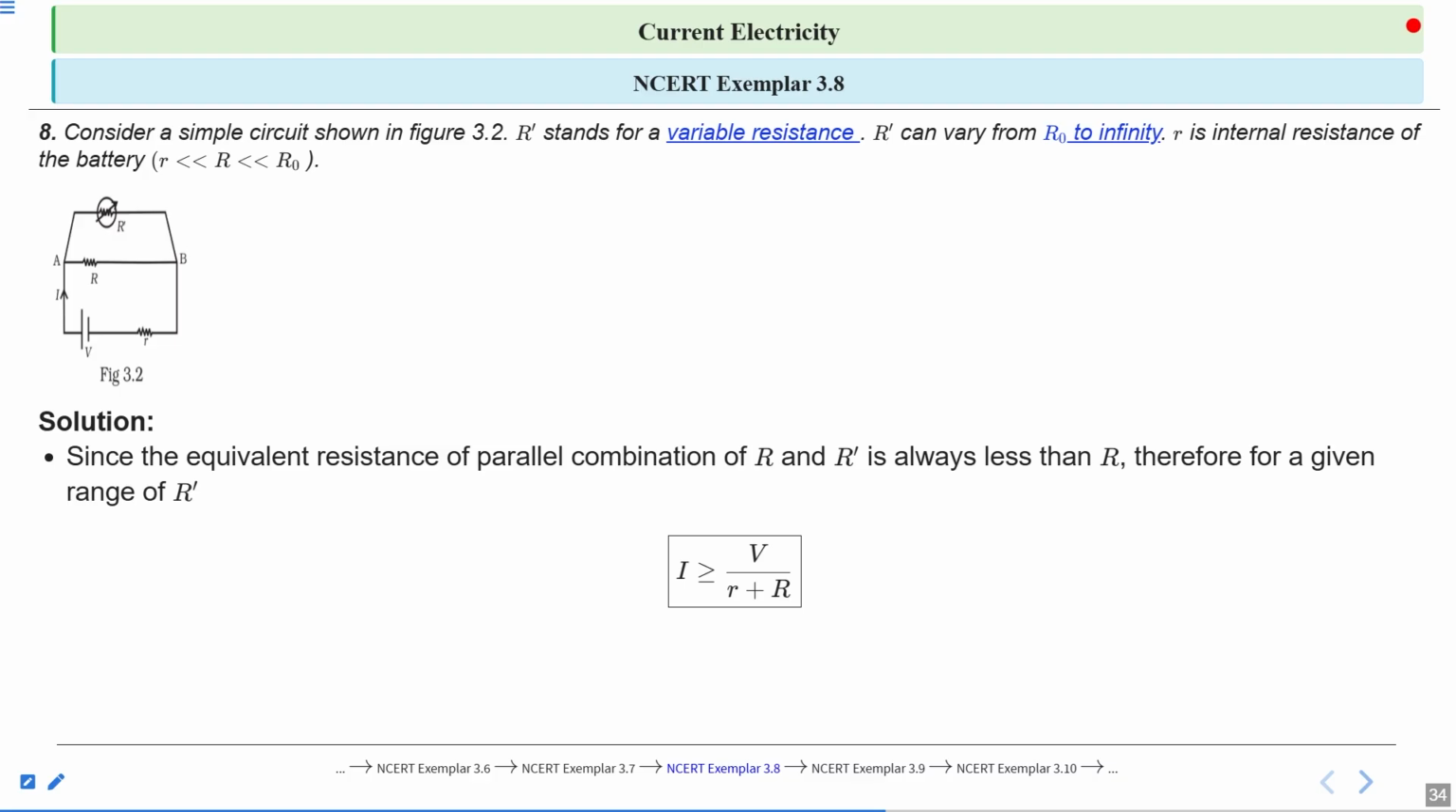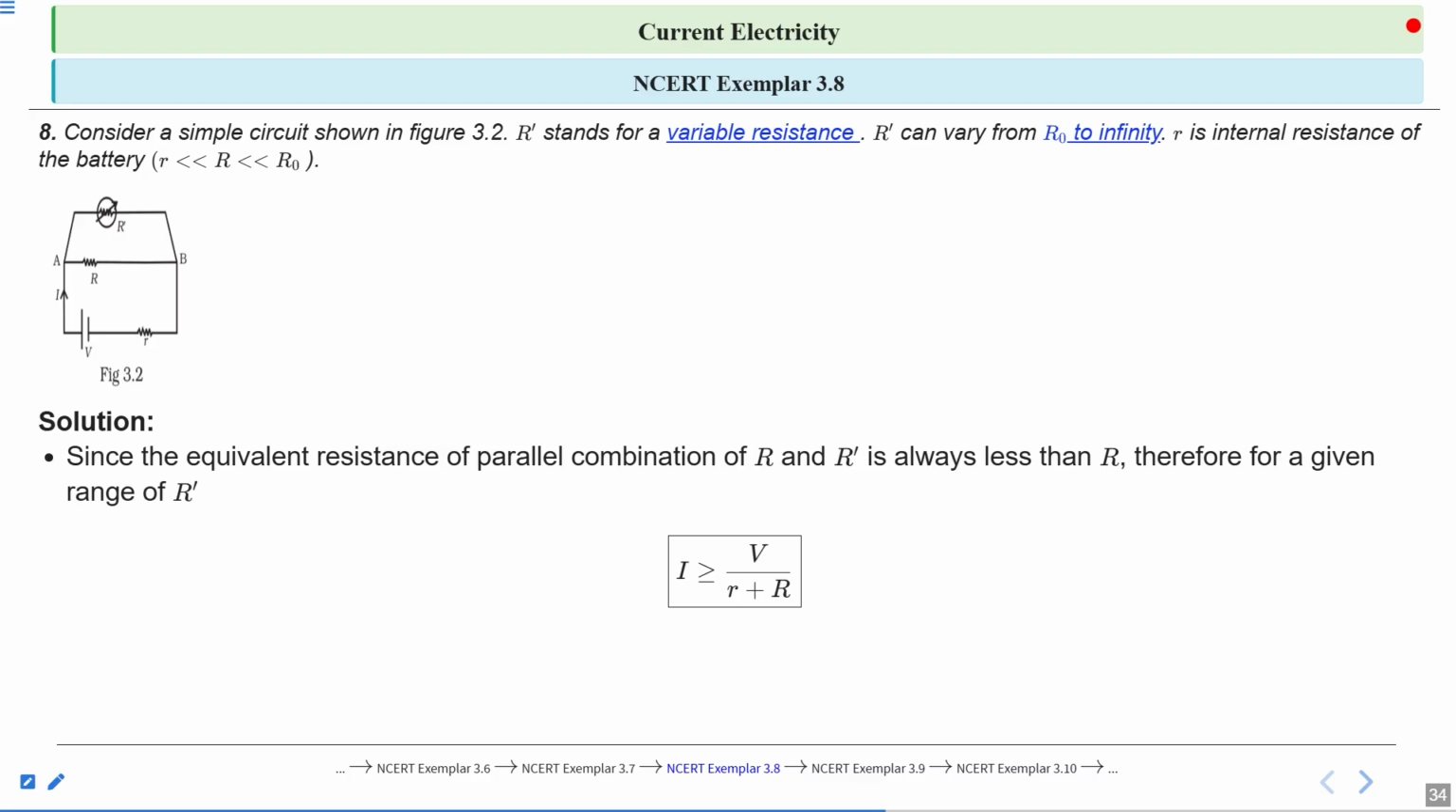If we keep increasing the value of the denominator, this term gets smaller. We have replaced R equivalent with R, and R equivalent is less than R. So I will be greater than or equal to V upon r plus R. I will be equal to V upon small r plus capital R when R dash becomes infinite.